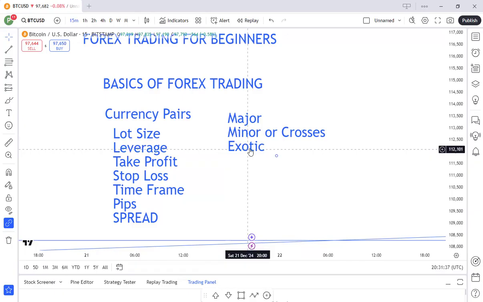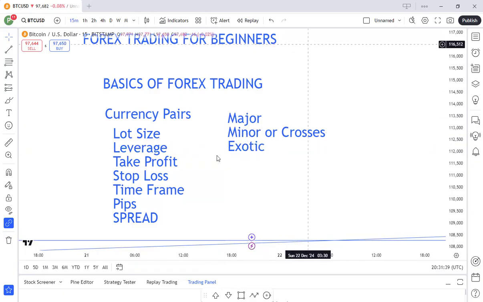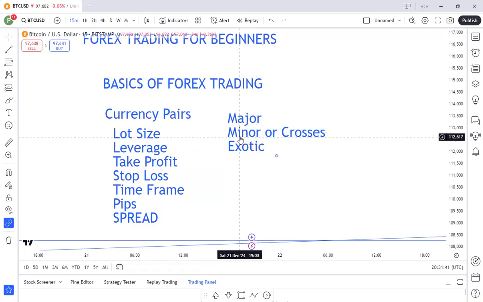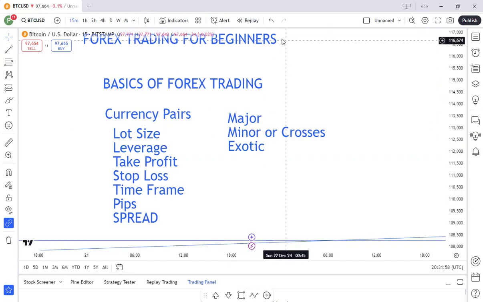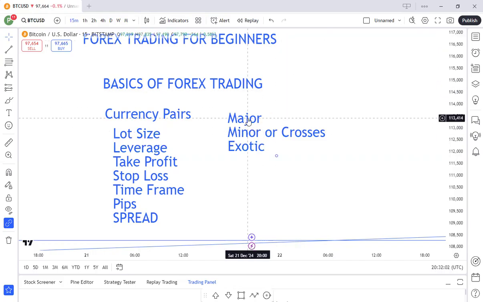So I won't advise you to trade the exotics. I'll advise you to go for the minor or the major, mostly the major if you are new to financial markets, because the spreads on the major are very, very low. They are tighter than the others. That is why it's advisable to trade the major. You understand?